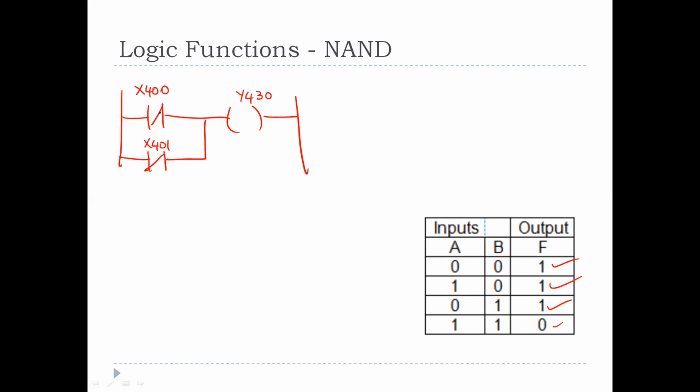So the mnemonic for this: it is starting with a normally closed contact and hence I have to use LDI. And then another normally closed contact is connected in parallel. So it is ORI X401. Finally, it is OUT Y430, END.